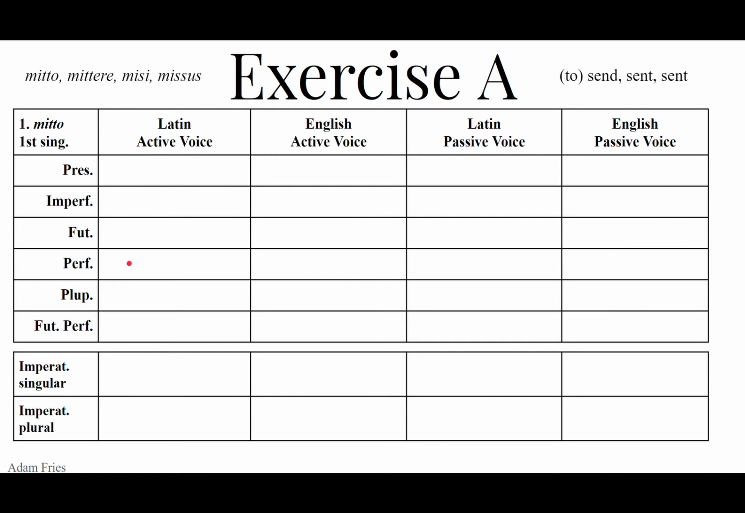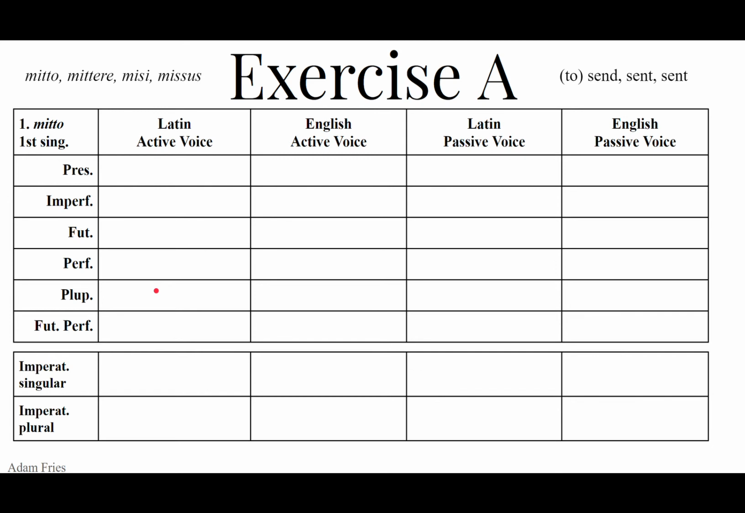So starting with the perfect active, we have mis, and then add the perfect tense personal endings. We want the first person singular: i, isti, it, imus, istis, erunt. So misi. You could have also just written down the third principal part. Misi, I sent, I have sent. The passive, missus, a, um, sum. I was sent, I have been sent.